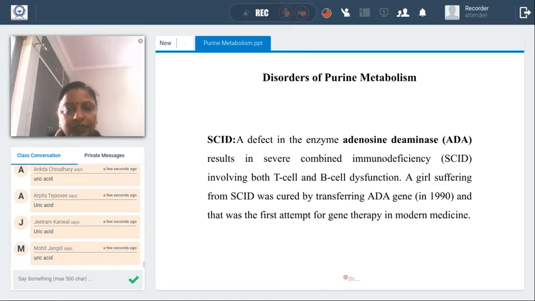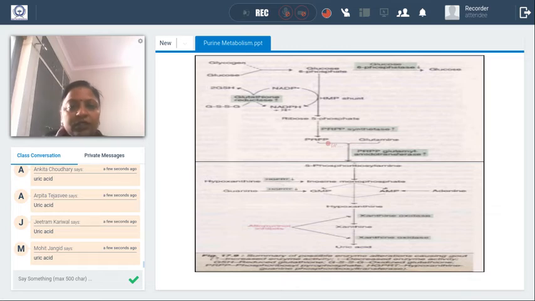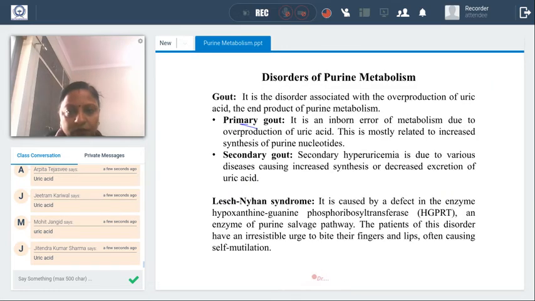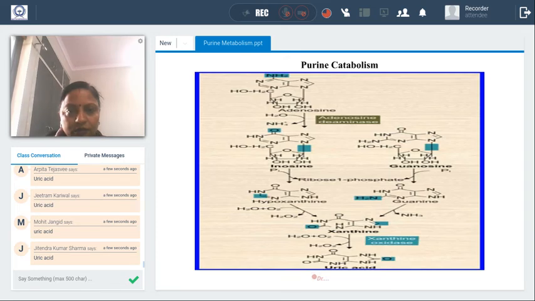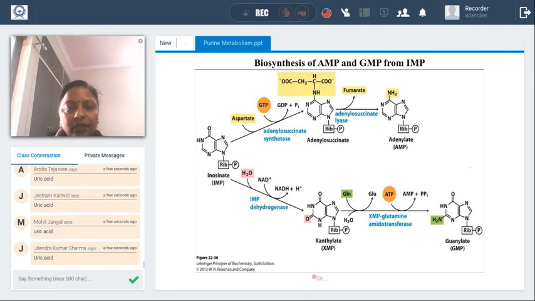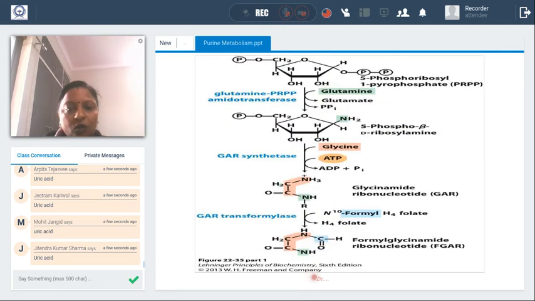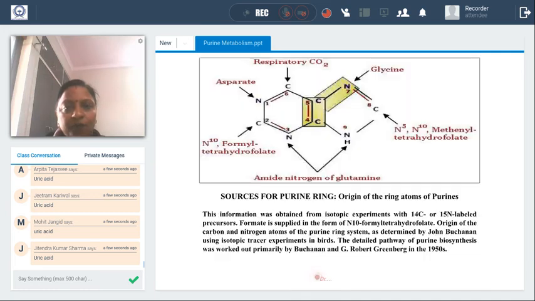Now we can see the diagrammatic picture of these disorders of purine metabolism. This is from Satyanarayan; you can also see this whole process there. It's not a clear slide, so now I repeat: the biosynthesis of purine and catabolism of purine, the whole metabolism, this purine anabolism or biosynthesis and catabolism includes metabolism of purine.